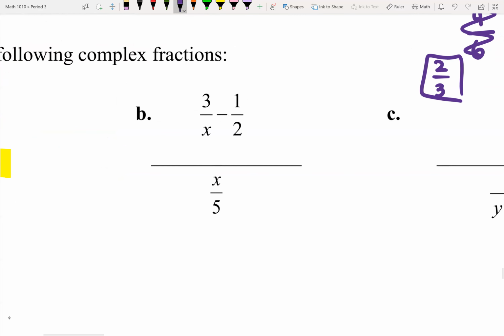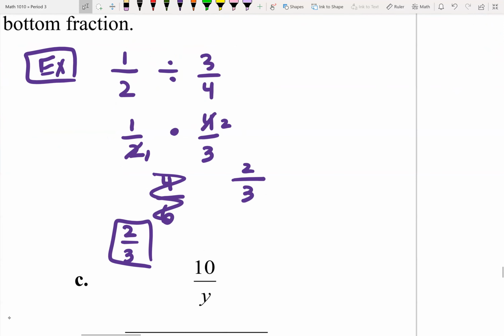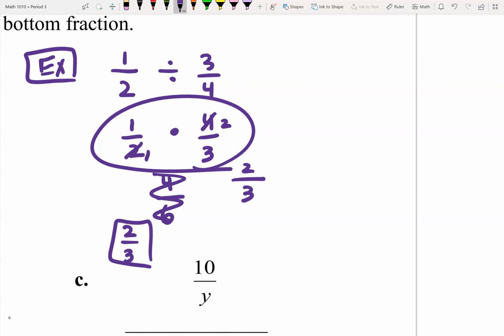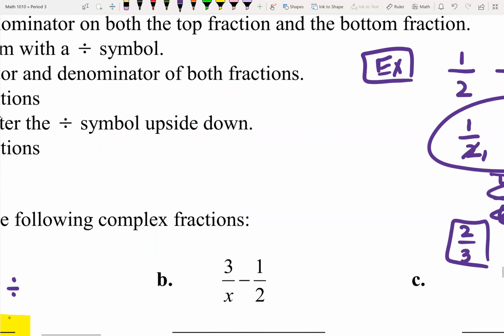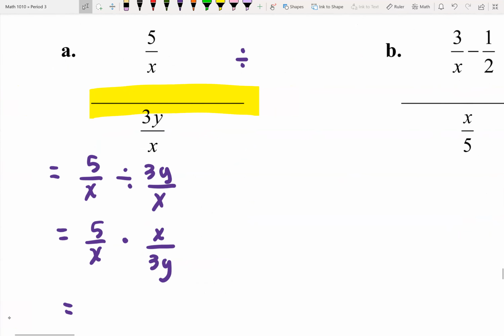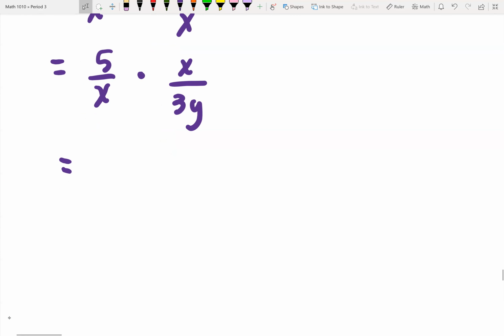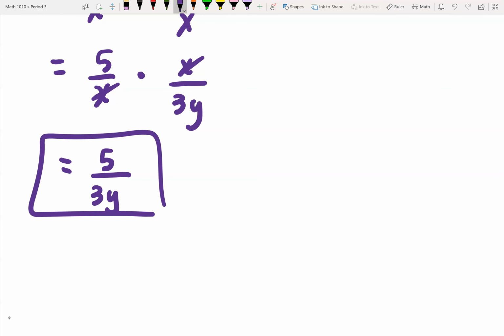Remember over here what I did? When I looked around and I reduced the 2 and the 4, that's what I'm talking about. So everybody look right here. What can I do right there? Is there anything I can cancel? Those x's, yeah. I have an x on the top and an x on the bottom. So I get 5 on the top, 3y on the bottom, and I'm done.